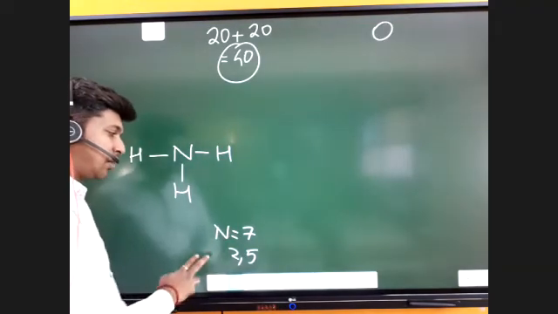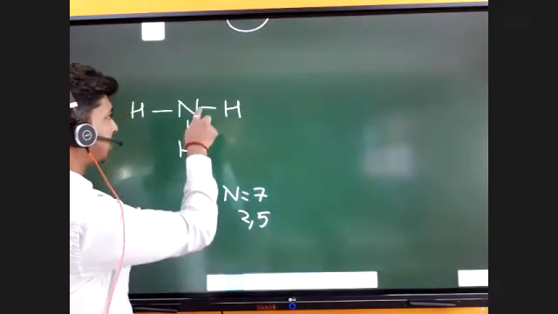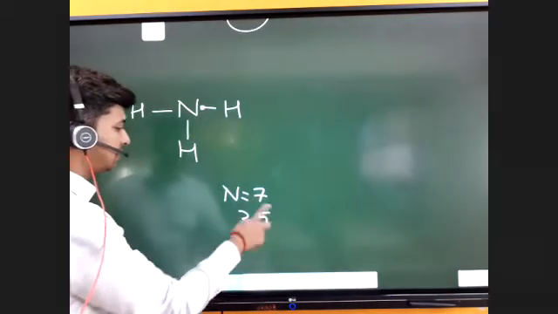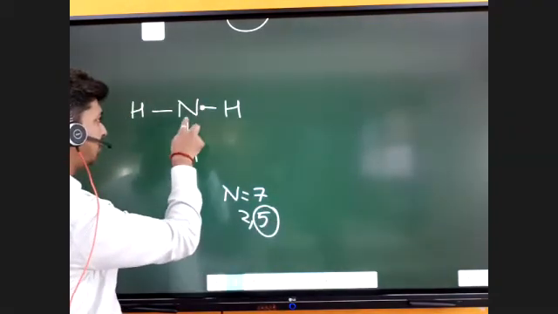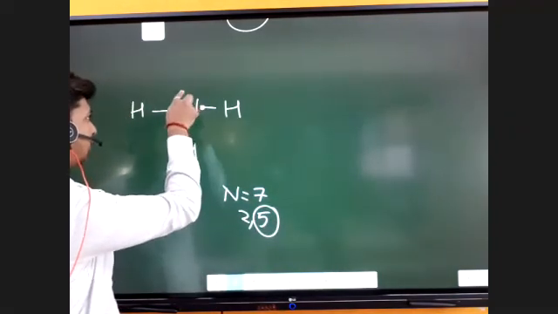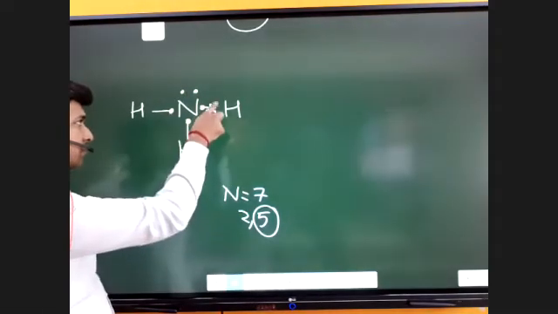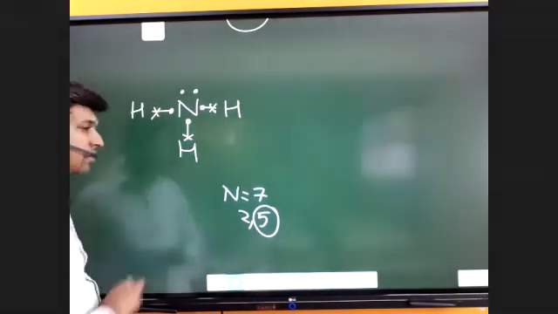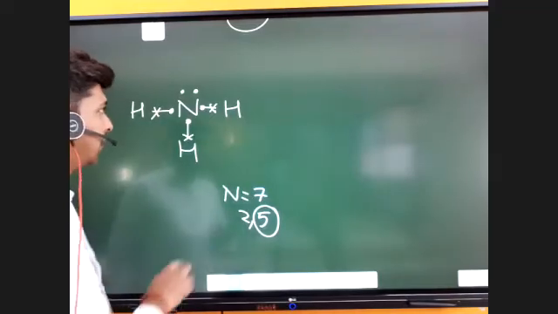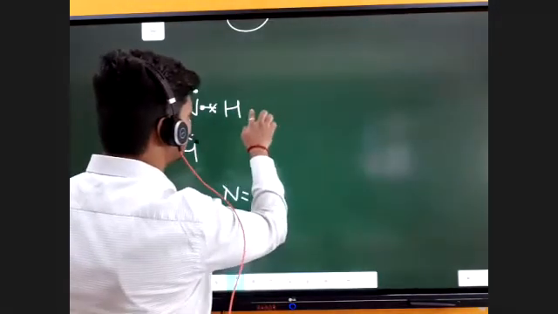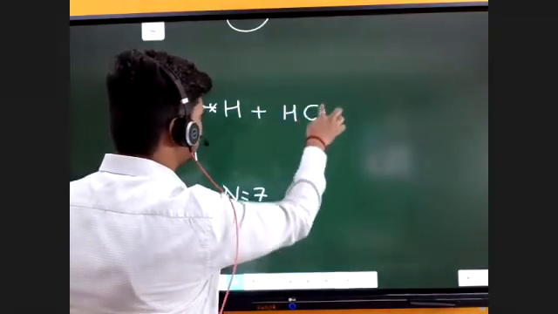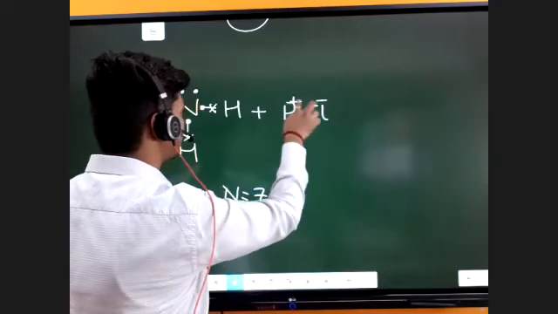So nitrogen, atomic number 7, electronic configuration 2,5, where nitrogen is having, you can see, 5 electrons in the outermost shell, 1, 2, 3, 4, 5. 2 electrons are the lone pair of electrons. Hydrogen, obviously, is having just 1 electron in the outermost shell. So we are reacting this with HCl, H plus Cl minus.